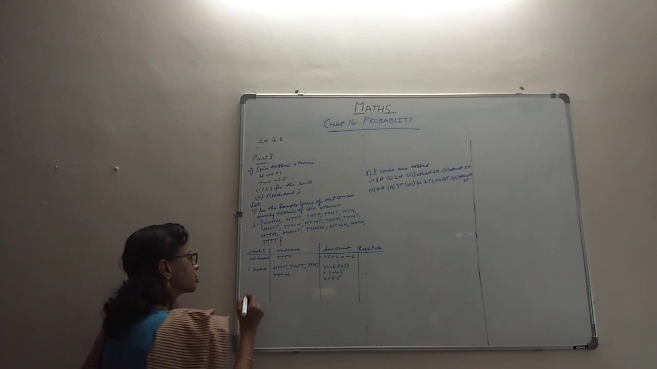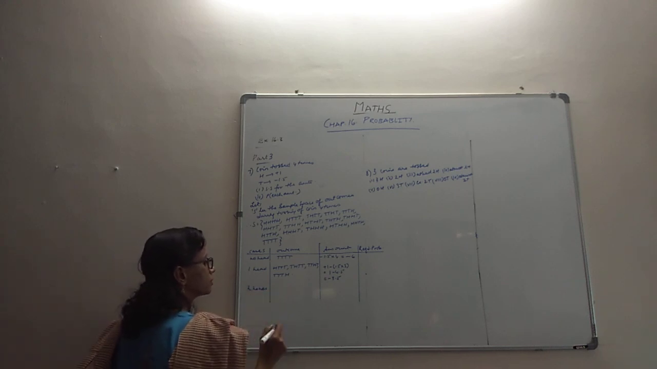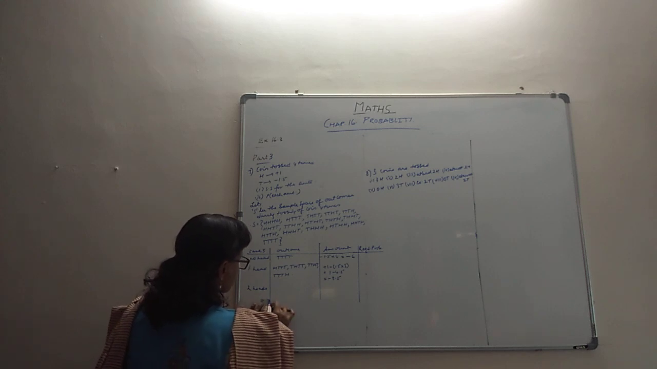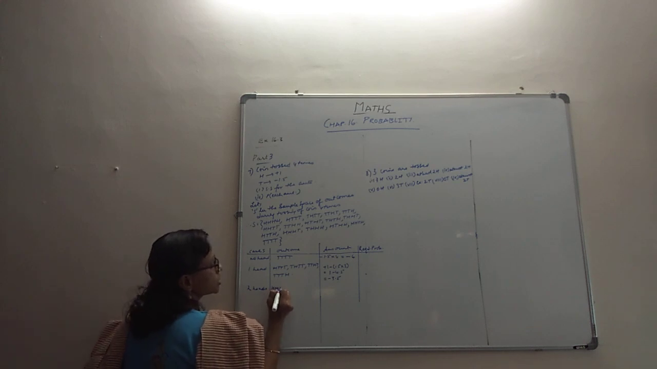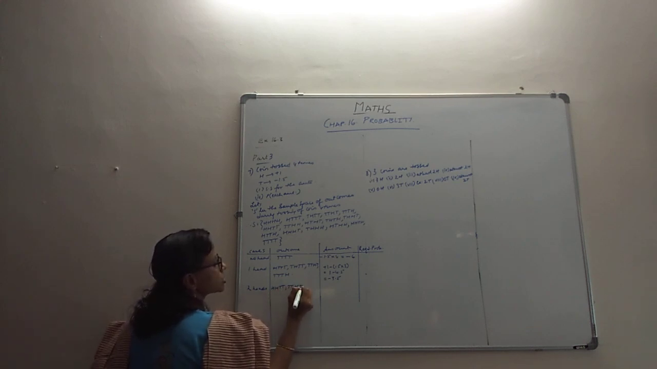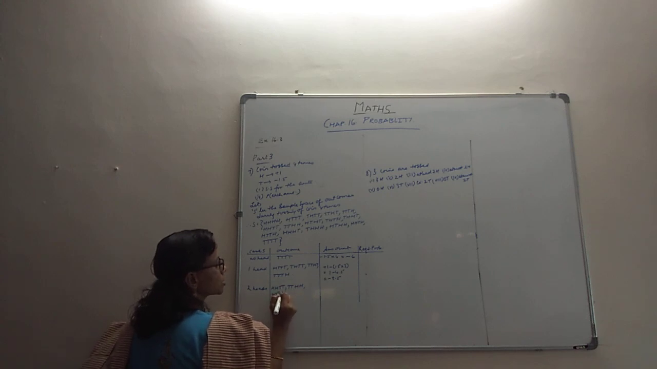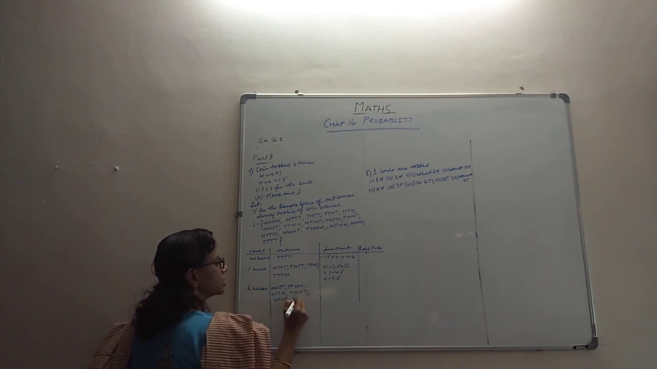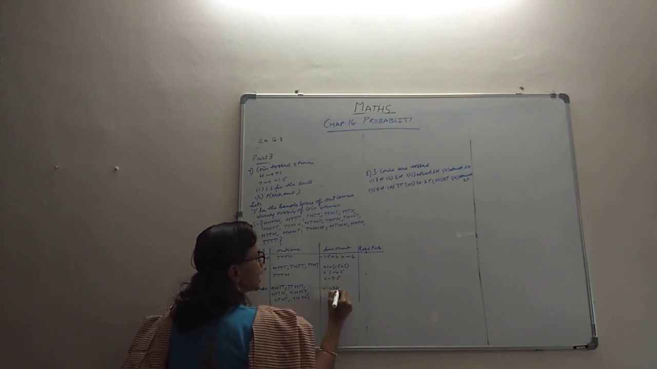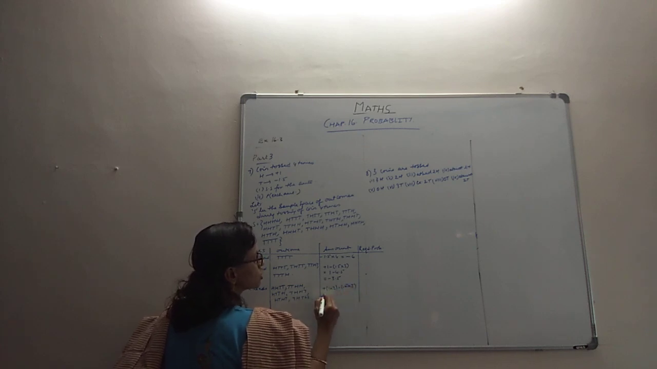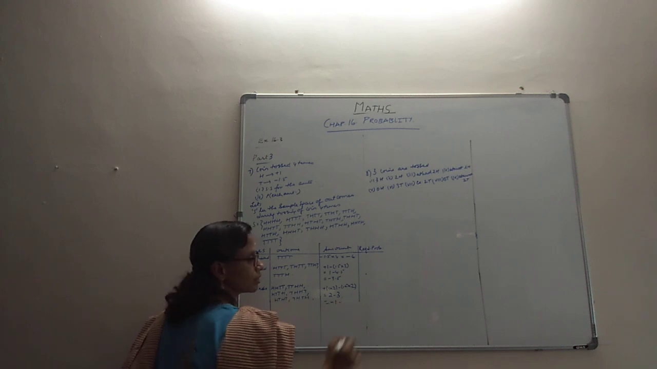Okay, then 2 heads. 2 heads: HHTT, TTHH, then HTTH, THHT, then HTHT, THTH. Right? Now in all the cases, plus 1 into 2 and minus 1.5 into 2. So that means 2 minus, this is also 2. So 1.5 into 2 is 3. So it's minus 1. Right?